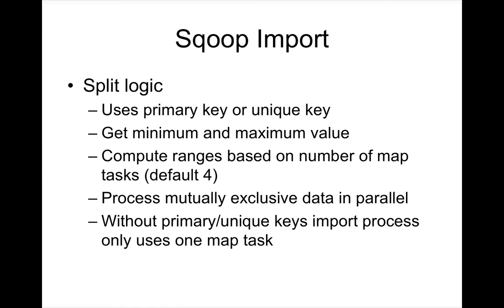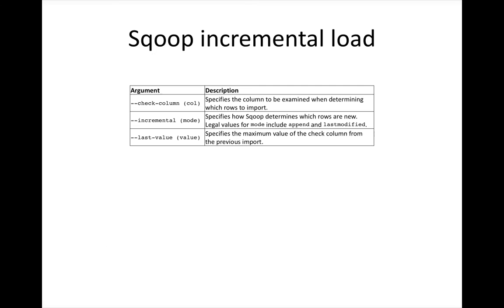Without primary or unique keys, the import process only uses one map task by default. That means you should specify the number of threads as 1, or there is a workaround which you don't need to worry about at this time. If you want to understand all the syntax and semantics of Sqoop, I already have videos on my channel. You can go through those. But you need to understand the split logic, so that if you, as an administrator, have to troubleshoot an issue, you can see whether the data is being divided evenly across all the threads which are trying to read the data from the database and load it into HDFS.